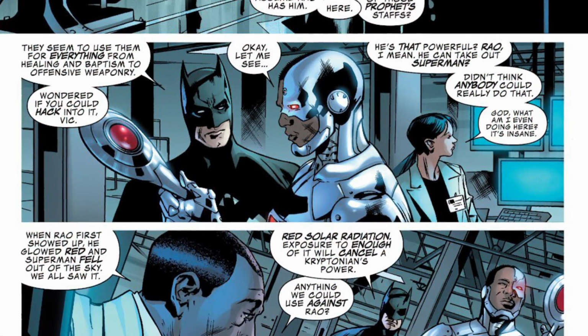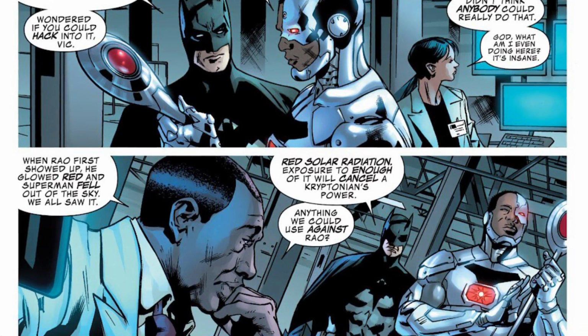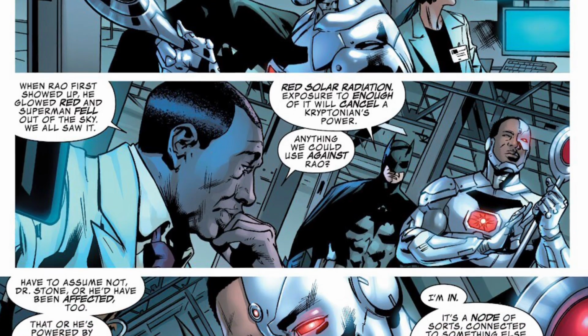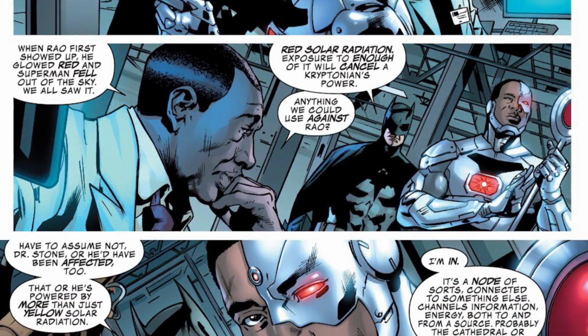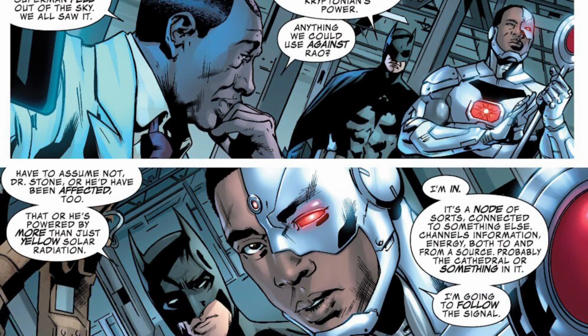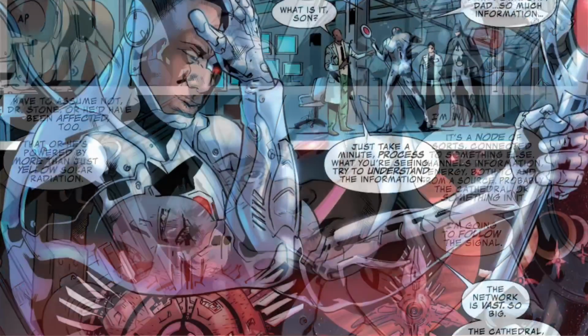Now, it was discovered that Rao has the ability to duplicate red sunlight energy. This is how he was able to cancel out Superman and easily defeat him in the two encounters that they have. It was also discovered per Batman and Cyborg that the staff used by the prophets of Rao is connected to thousands of cathedral networks.